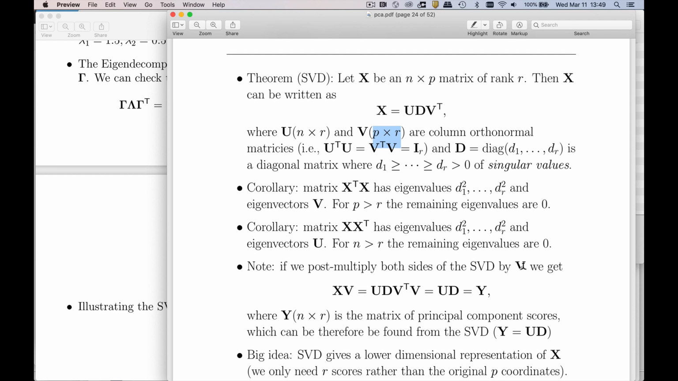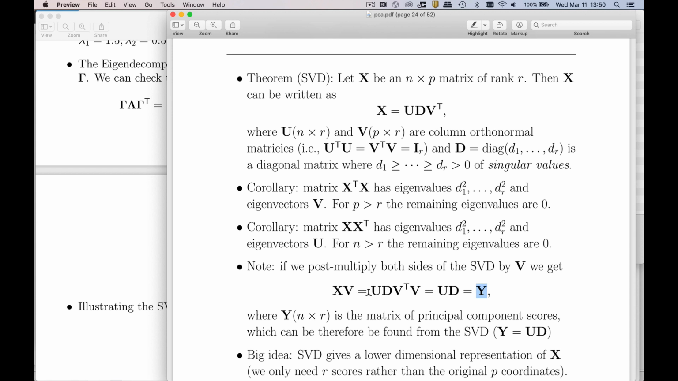All right, another thing that's kind of interesting to do: I'm just going to post-multiply this SVD by V. And so what we end up with is X times V is equal to U times the singular values, which I'm going to call Y. The V transpose V's go away, and that's how that happens.